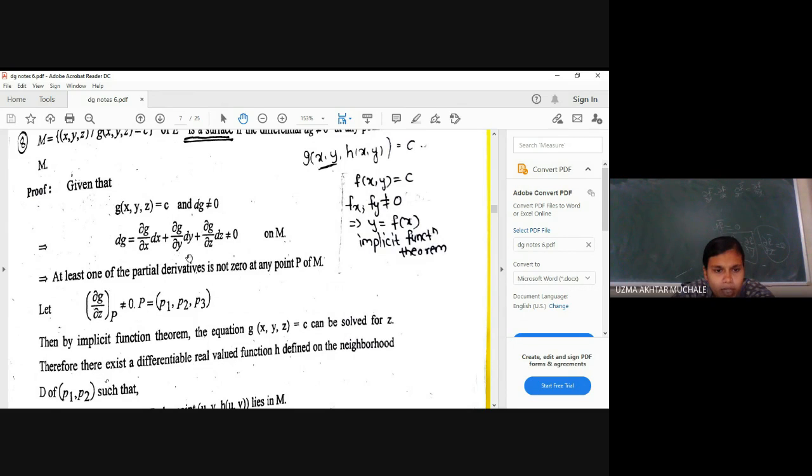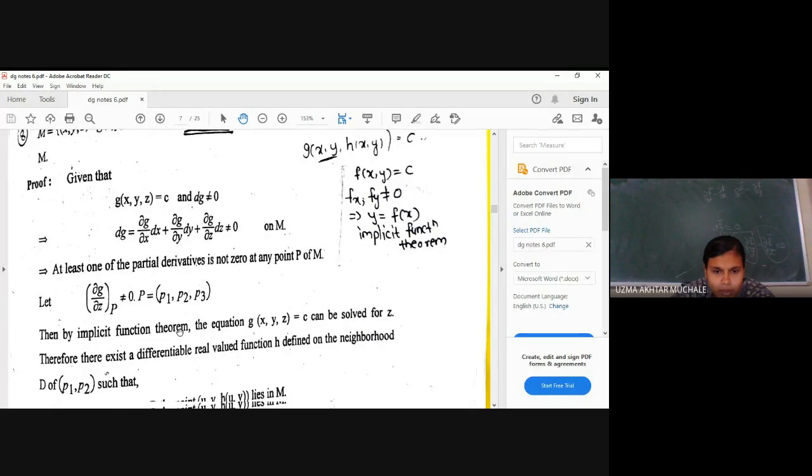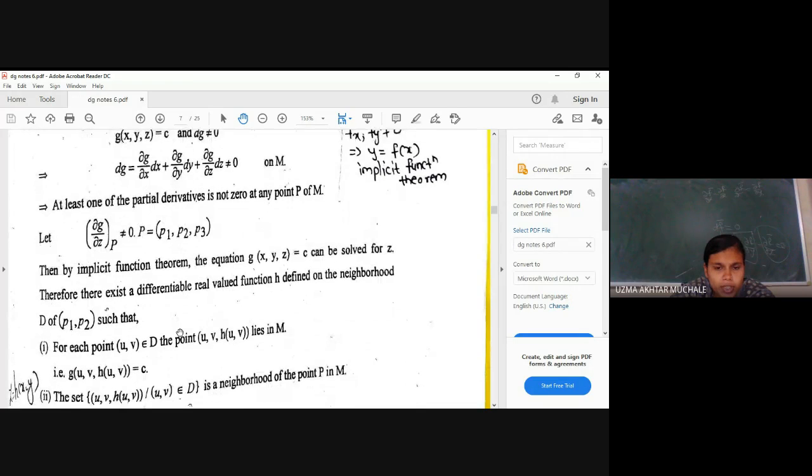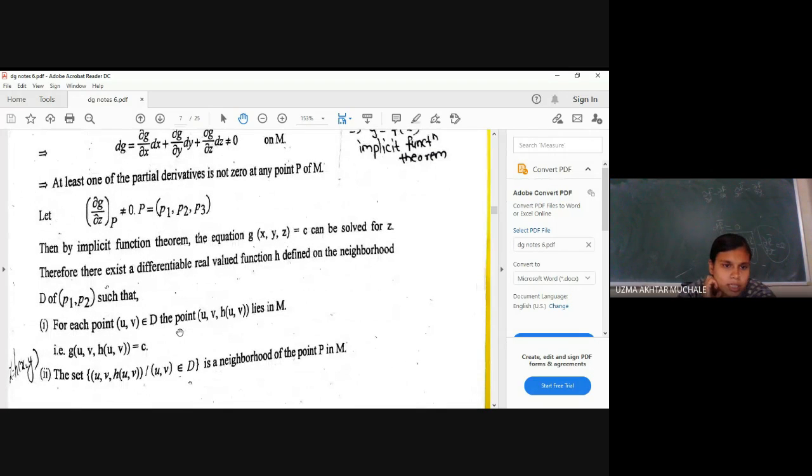But these partial derivatives will not be equal to 0 simultaneously. Why is this so? Because it is given that dg is not equal to 0. So at least one of them is not equal to 0. So we'll assume that ∂g/∂z is not equal to 0, which means that by the implicit function theorem, we can write this function g in terms of z. And hence for every point u and v, we can have (u, v, h(u, v)), that is, the third coordinate will be in terms of the first two coordinates.